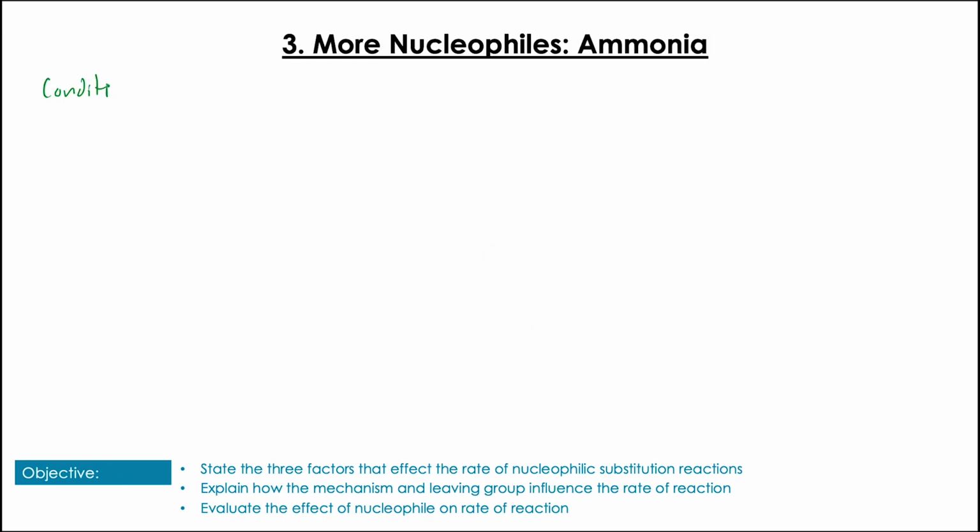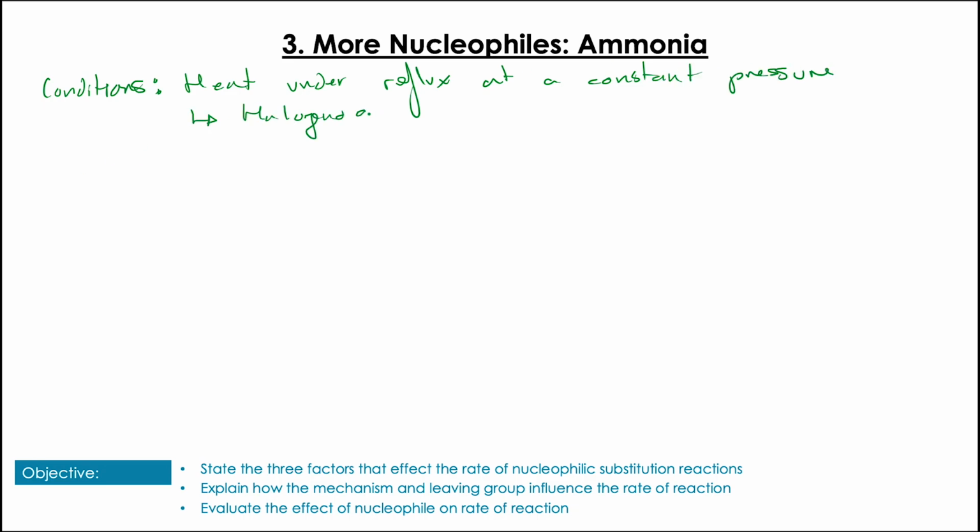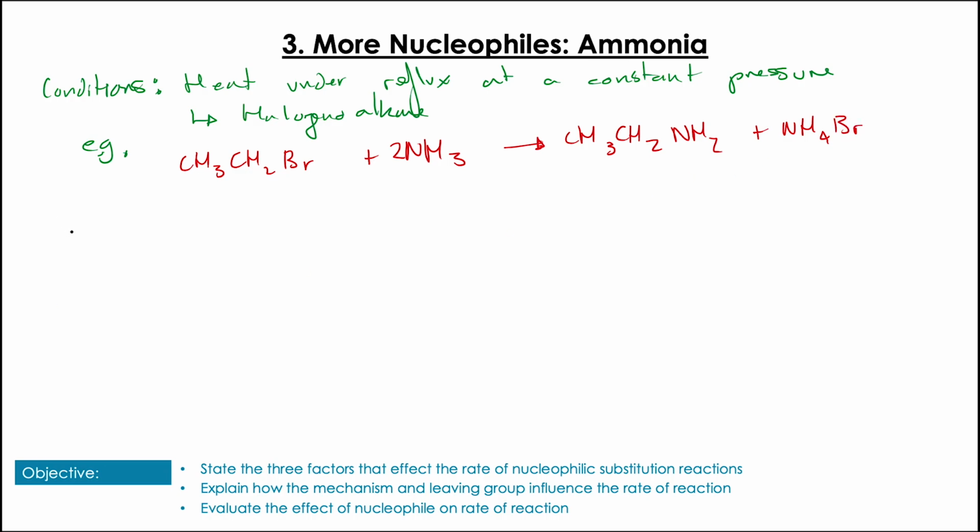Firstly, let's consider the case of ammonia. The conditions for this reaction are that we're going to heat this under reflux at a constant pressure, and we're obviously going to need some halogenoalkane. So we're going to have an overall reaction of any given halogenoalkane, in this case bromoethane, plus 2 moles of ammonia. That's really key, the 2 moles of ammonia. I'm going to come to why that is soon. And we end with the primary amine and NH4Br.